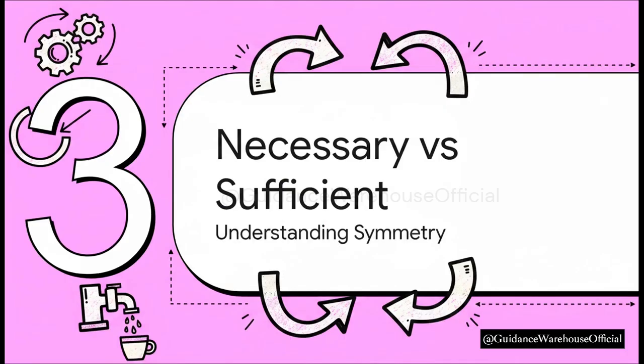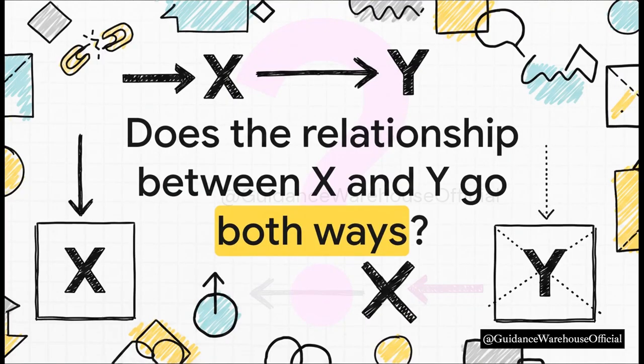Section 3. Necessary versus sufficient conditions. I'm going to be completely honest with you. This next concept is often the trickiest part for a lot of people. But don't worry, we're going to use the tools we just built to guide us through it step by step. I want you to chew on this question. When we say if X, then Y, does that logical relationship go both ways? Is it perfectly symmetrical? Like, if X guarantees Y, does Y automatically guarantee X? Thinking about this symmetry, or actually the lack of it, is the absolute secret to unlocking necessary and sufficient conditions.